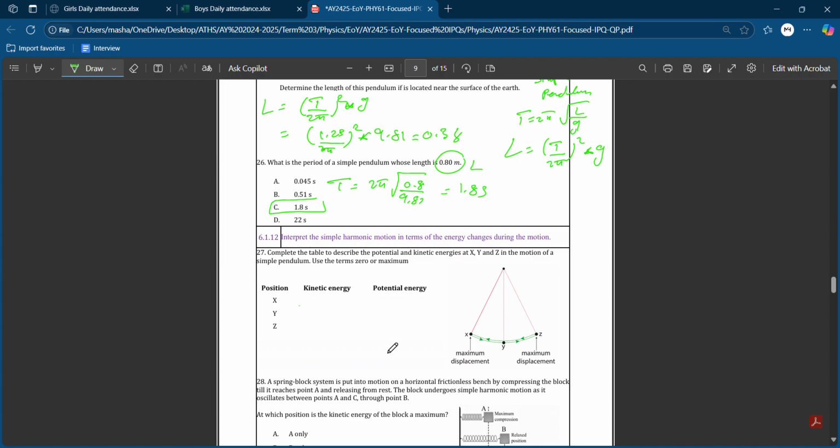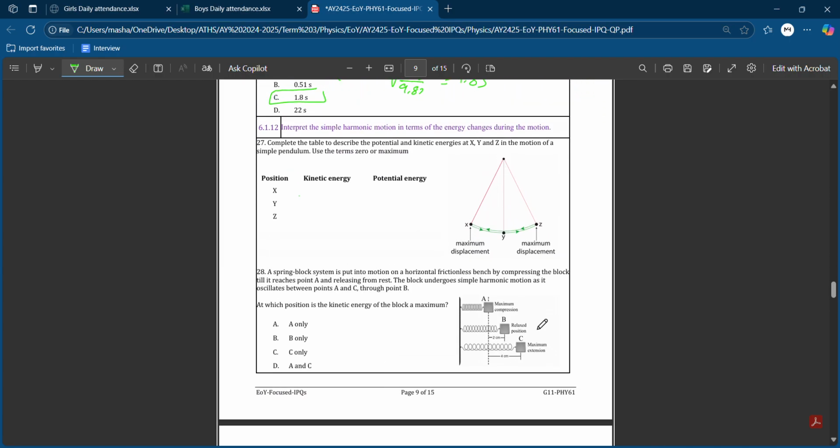For the next question 27, for the next KPI, we need to keep in mind that at maximum displacement, we have kinetic energy equal to 0 and potential energy equal to max. And at the middle or the lowest point, kinetic energy is max and potential energy equals 0. So kinetic energy is 0 at the extremes and max at the middle. Kinetic is max, potential 0, here 0, max.